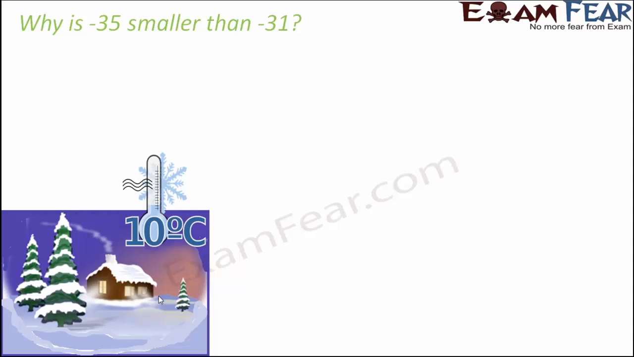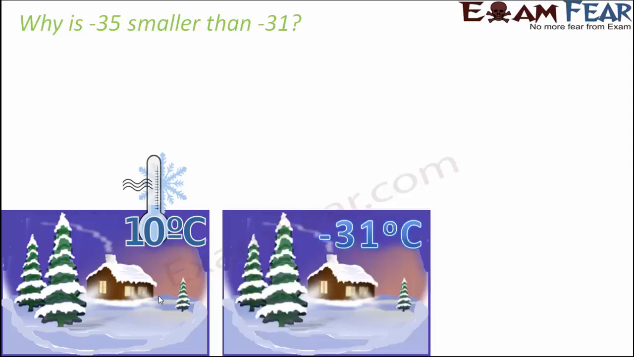Let us say that on a cold day, we find that the temperature of this hilly station is 10 degrees Celsius. It is not like snowfall everywhere, but it is kind of cold. It is not a very hot day. So the temperature is 10 degrees Celsius. Now the same place, after a couple of days, when snowfall starts and it is covered with snow all over, the temperature falls to as small as minus 31 degrees Celsius.